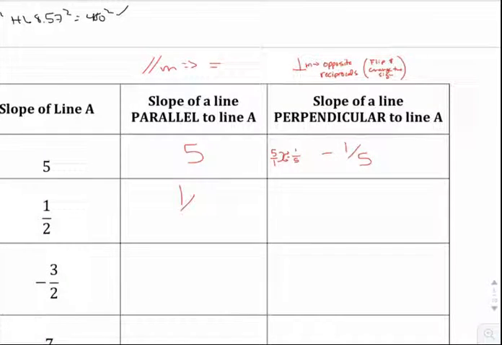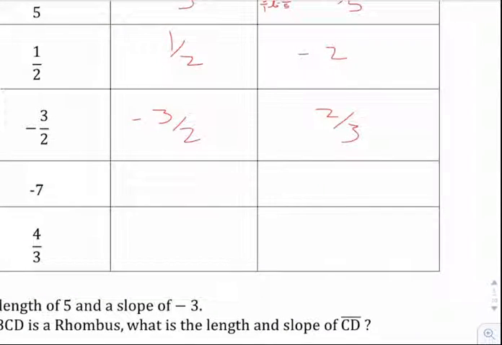So parallel half, perpendicular negative 2. So negative 3/2, positive 2/3. Negative 7 for parallel, it'd be 1/7. Flip it around, change the sign. That's a 7, I think. Parallel to 4/3 is 4/3. Perpendicular is negative 3/4.